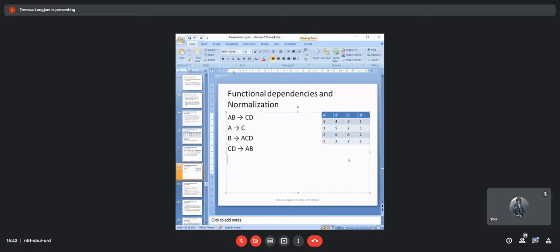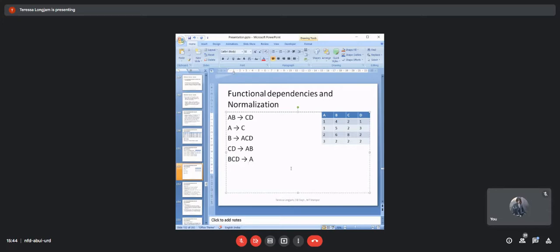Ma'am, can you write B, C, D to A? B, C, D to A. Let us just write it down and let us check it. B, C, D. Okay, and because B is there in the left hand side, we already know B is always unique. Okay, so this is going to be true.